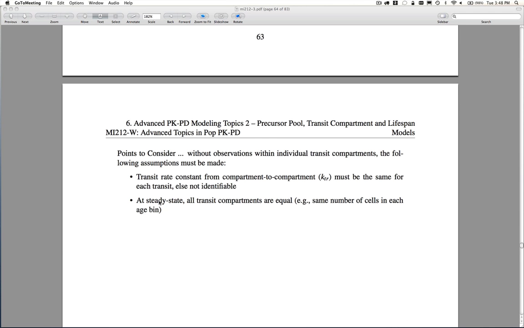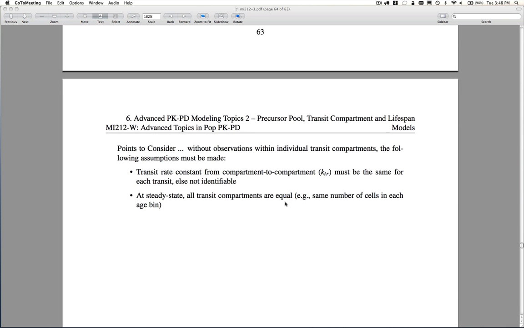Again, at steady state, all transit compartments are equal. This is, I guess, another important thing: you can't start off with 90% of your cells within compartment one and only 5% in the other two. You have to make the assumption that they're uniformly distributed throughout those transit compartments.